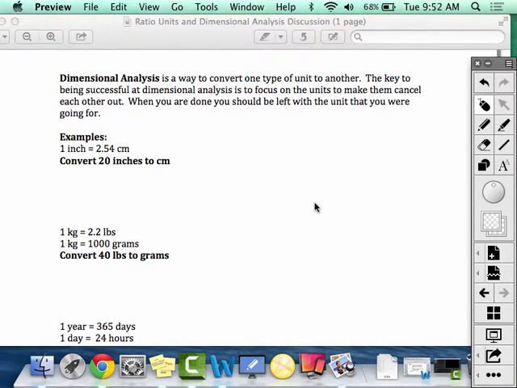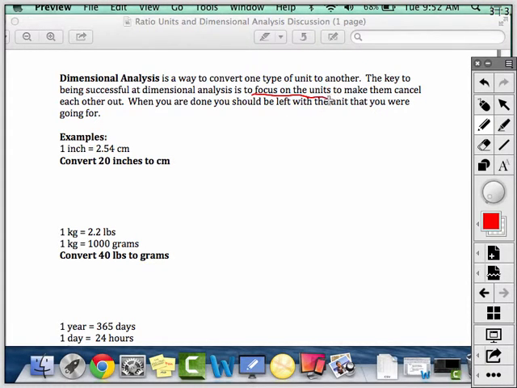Now we're kind of switching gears, talking about dimensional analysis. Dimensional analysis is a way to convert one type of unit to another. And the key to being successful at dimensional analysis is to focus on the units. That is a key component. You basically want to make them cancel each other out, and when you are done, you should be left with the unit that you are going for.